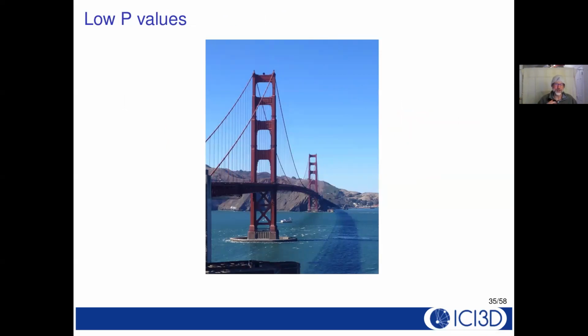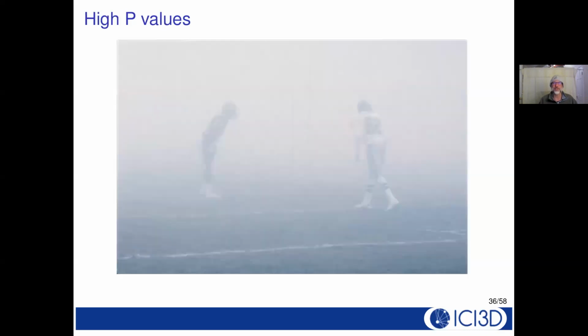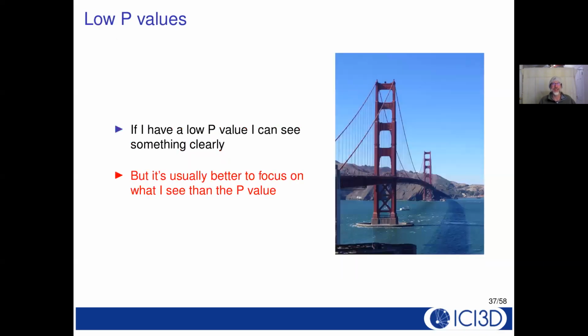To summarize, or the metaphor I use, low p-values are sometimes useful. A low p-value tells you you've seen something clearly. High p-values are almost never useful, possibly never. All a high p-value tells you is that you haven't seen something clearly. You've seen something unclearly. Low p-values can be useful. Say, I'm confident there's an effect there and I want to probe at it more. But it's usually better to focus on what you see than the p-value. And people very often don't do that.